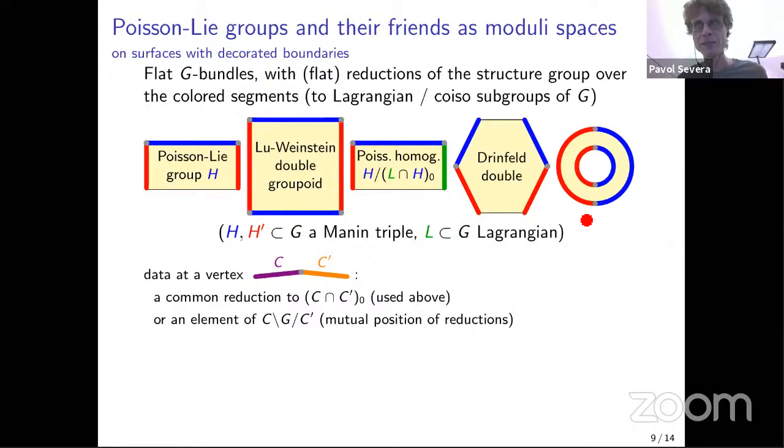There's the symplectic groupoid integrating the Drinfeld double. And why is it so? Because, again, this surface can be obtained by doubling of this surface, precisely in the same way.